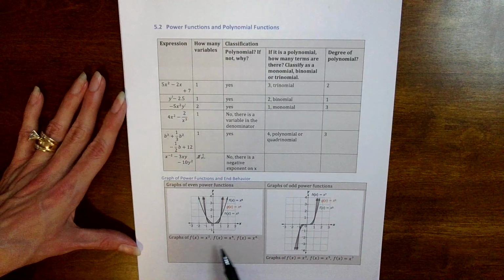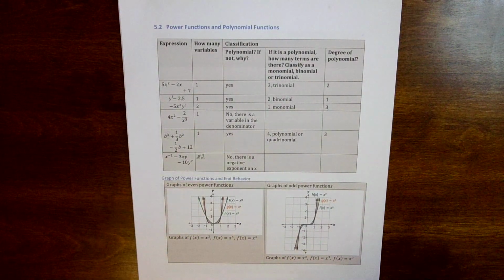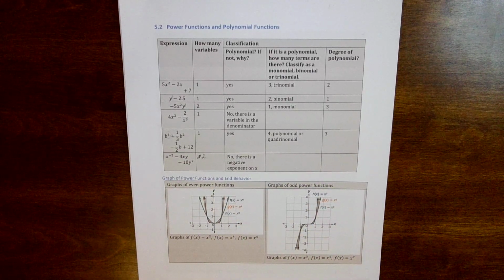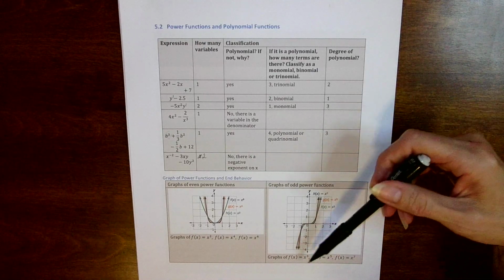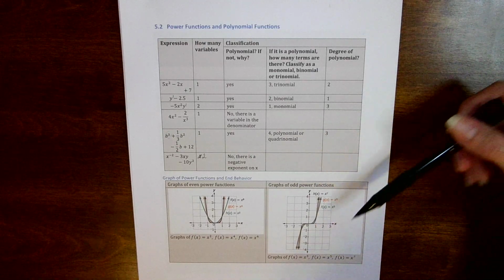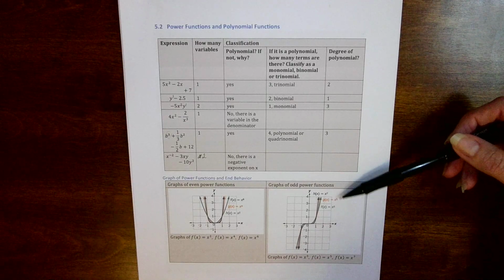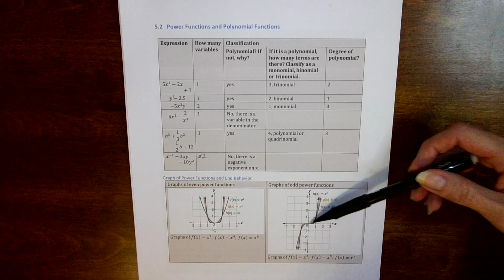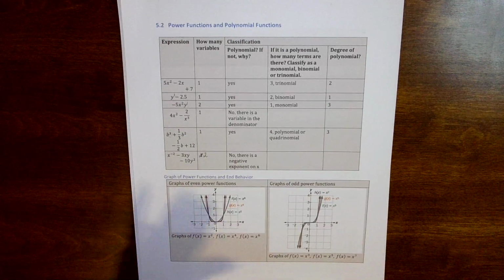So all of these have the same general shape, and they're all even, because you can reflect it across the y-axis. X cubed, x to the 5th, x to the 7th are generally the same graph, just spread out more the bigger the exponent. And these are all odd functions because they're symmetric about the origin.